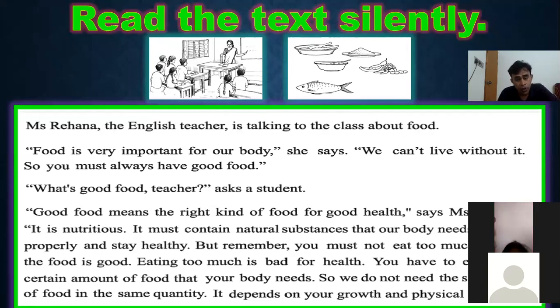Miss Rehana, the English teacher, is talking to the class about food. Food is very important for our body, she says. We can't live without it. It means without food, we can't live. So you must always have good food. That means here have means you have to take. Take or have both are similar words. So you must always have or eat or take good food.